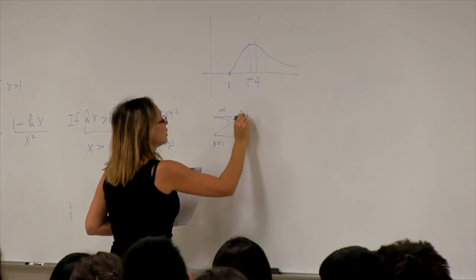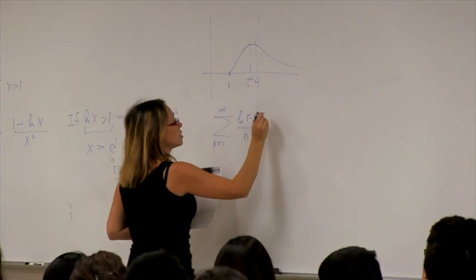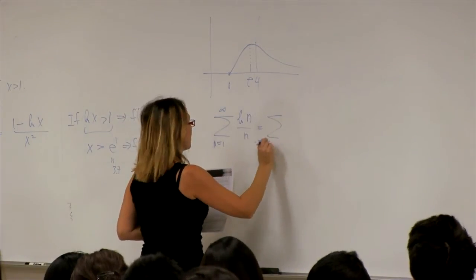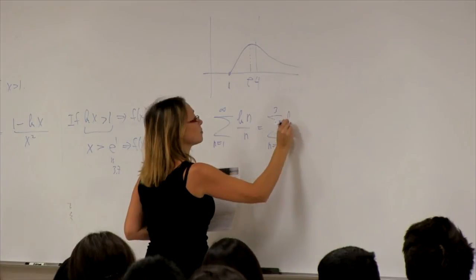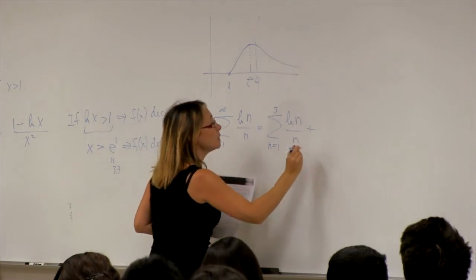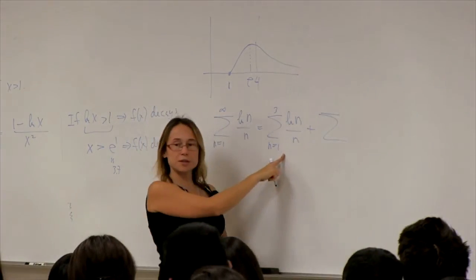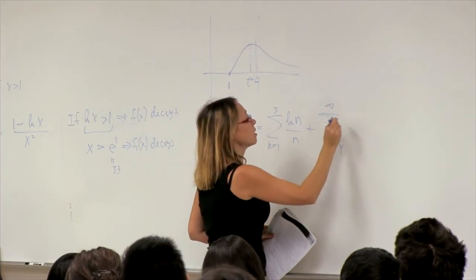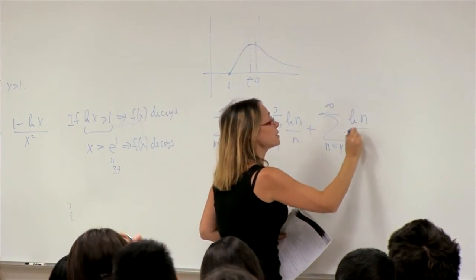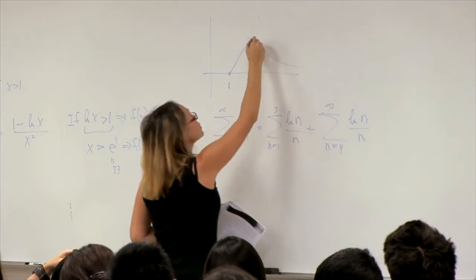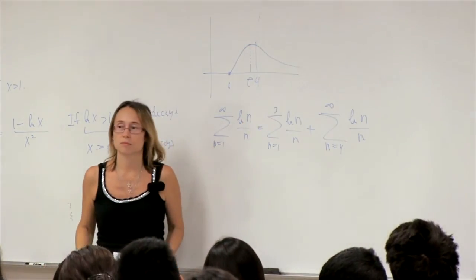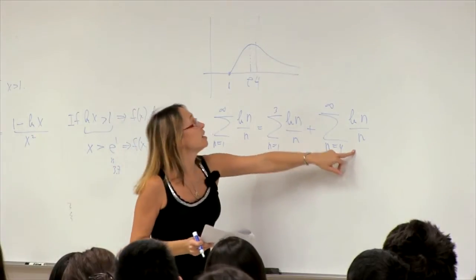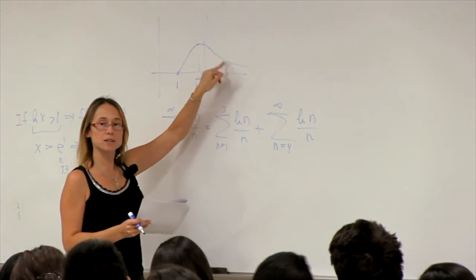We have log n over n. So we can say that we have that thing from 1 to 3, plus, and this is only 3 terms, 1, 2, and 3. And then starting from 4, we have an infinite sum with a corresponding function that decays. So now this guy is going to behave like this function.